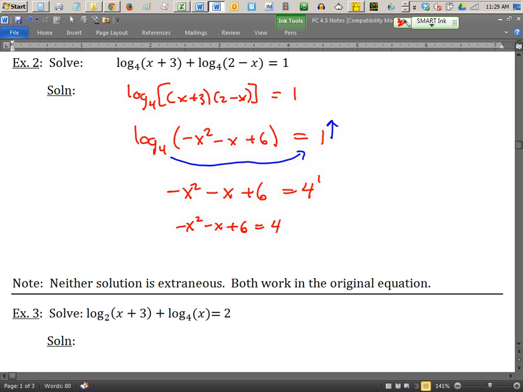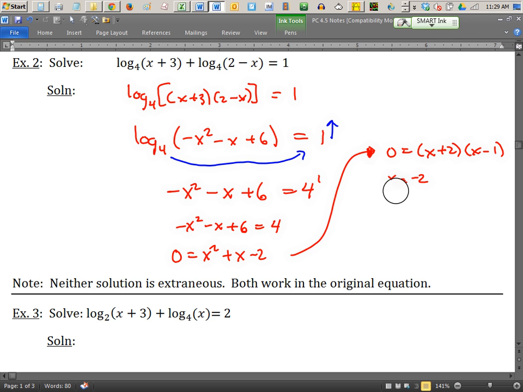And then this one solves. If you bring everything to the right side, you get x squared plus x minus 2 equals 0. In other words, if you factor it, it's x plus 2, x minus 1. Okay, so this one has 2 answers. X equals negative 2, and x equals positive 1.